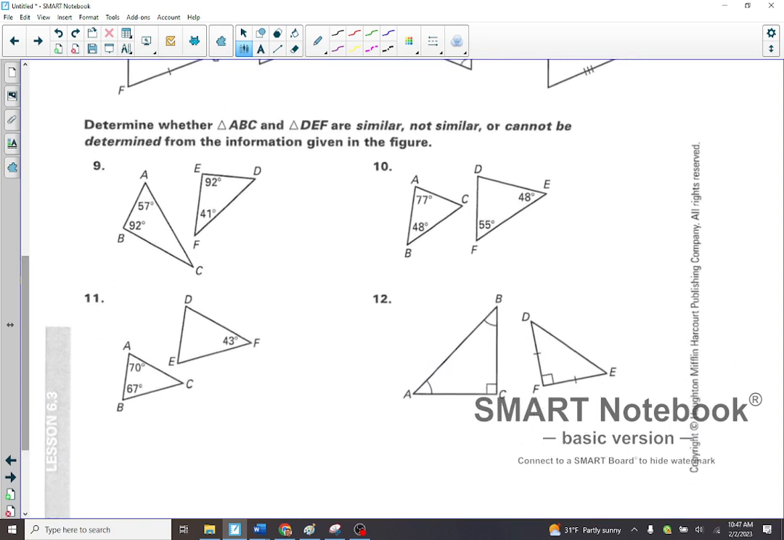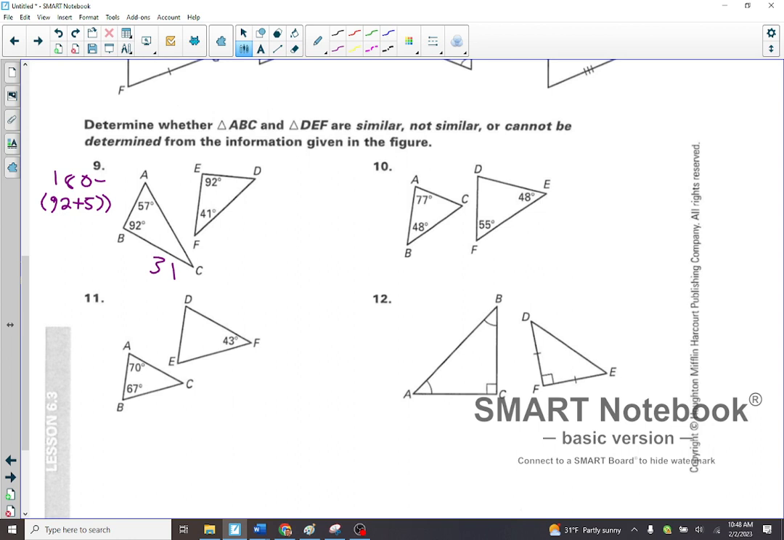Number 9. Remember, you need to say similar or not similar. It has to have two angles match. In this case, for number 9, 92 and 57, you find the third angle. So 92 and 57, 180. You're taking away 92 and 57. 92 plus 57 is 149. 180 minus 149 is 31.